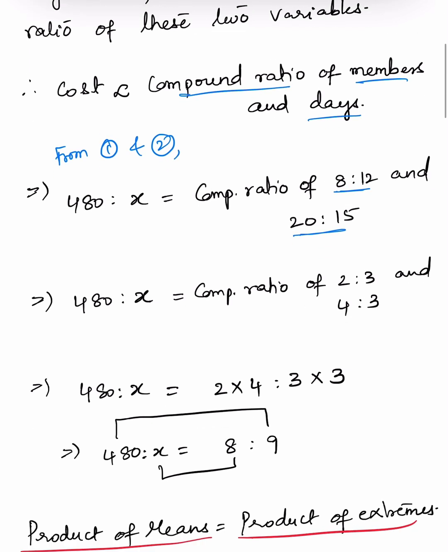Now, what should we do? We multiply the first two quantities, 2 into 4, and the next two, 3 into 3. So 480 is to x equal to 2 into 4 is 8, 3 into 3 is 9.